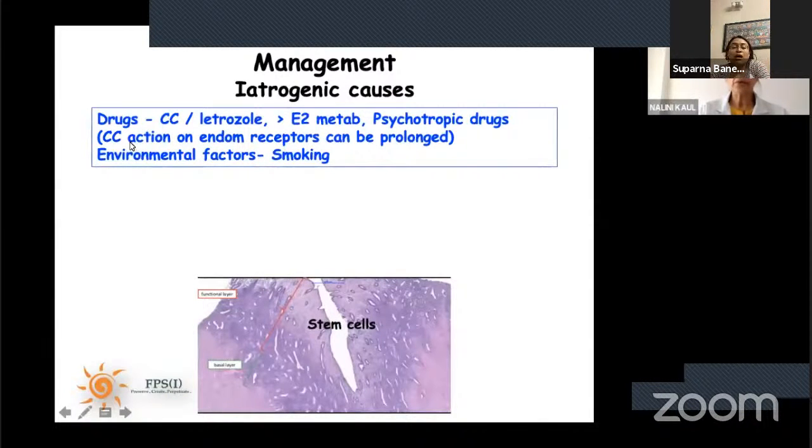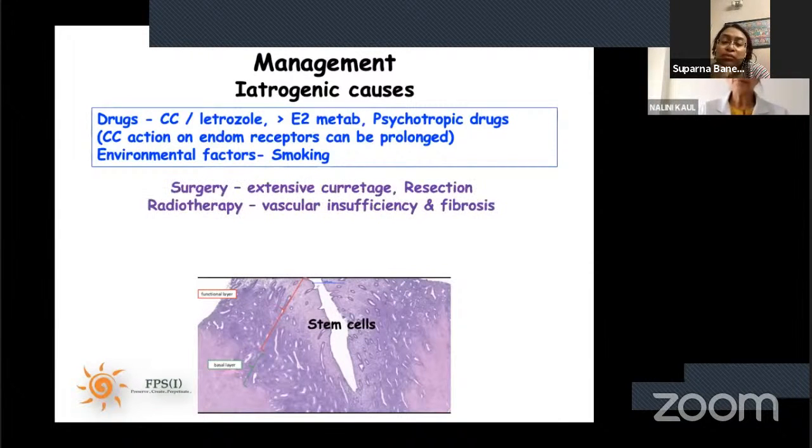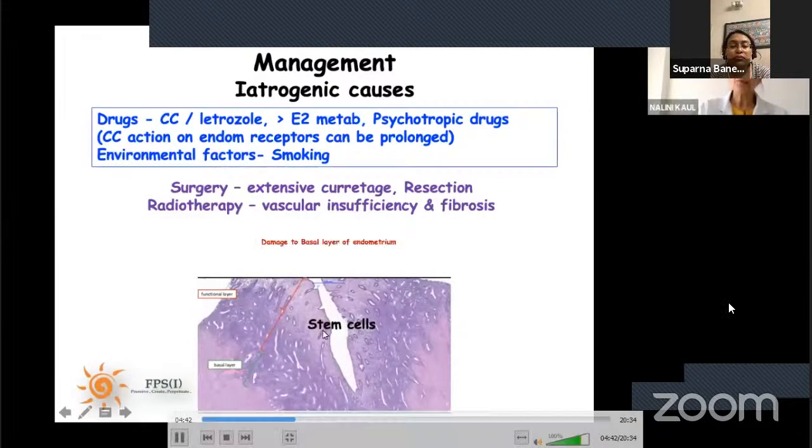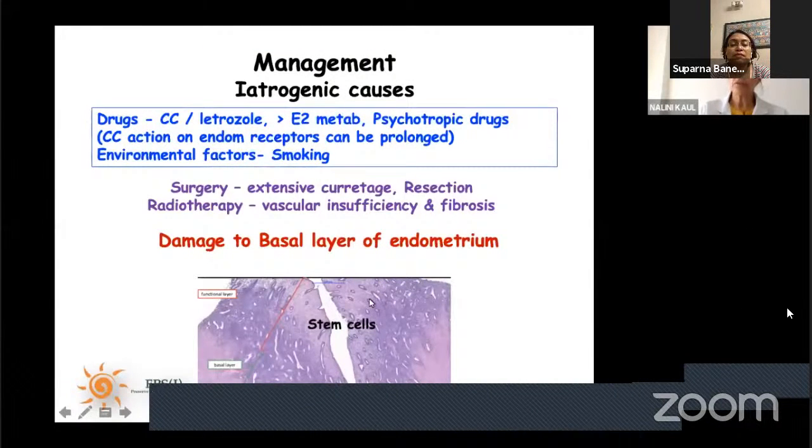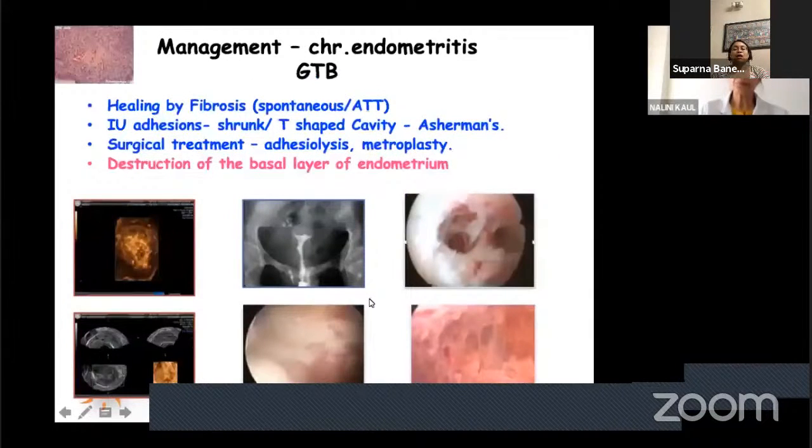Remember that if you have been giving prolonged clomiphene citrate, it may take very long for your basal layer to start getting active again and for the endometrium to start regenerating, and you need to have patience and not get hassled about it. But the real problem arises in surgery when extensive curettage or resection has been done, or in radiotherapy where there is vascular insufficiency or fibrosis. What happens here is damage to the basal layer of the endometrium, which, as we know, is the layer responsible for regeneration of the endometrium.